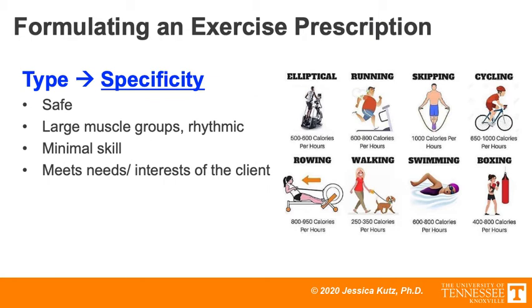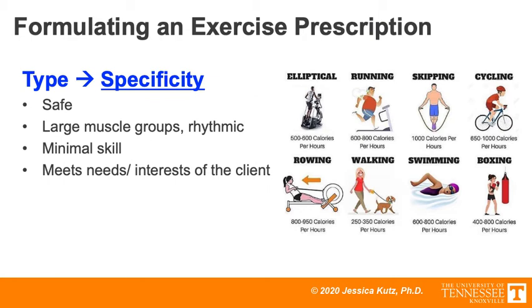Some of the keys is you want to make sure that it's safe for that population. For example, I wouldn't send my grandmother hiking in the woods. There's a high chance she's going to trip on a root and fall. But I would allow her to walk on a treadmill. But better yet, I'd put her on a bike because there's less chance that she gets her feet tied up and might fall.